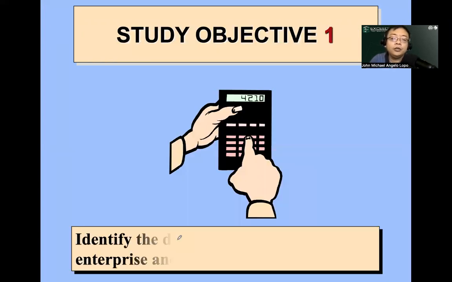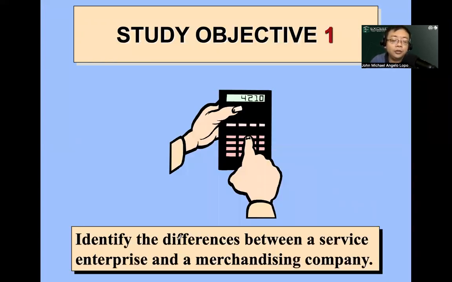Study objective number one is to identify the difference between the service enterprise and the merchandising company. Ano ba ang pagkakaiba ng service industry and the merchandising company? Napakadali, di ba? In terms of the service industry, you are just rendering or performing your services, while the merchandising is a buy and sell. So it is more on the buy and sell.